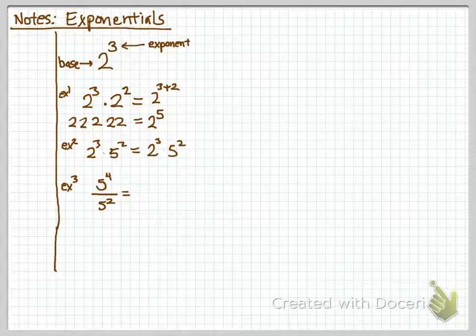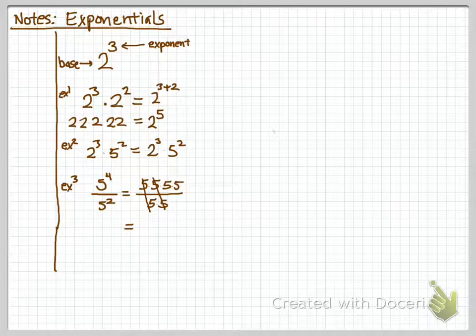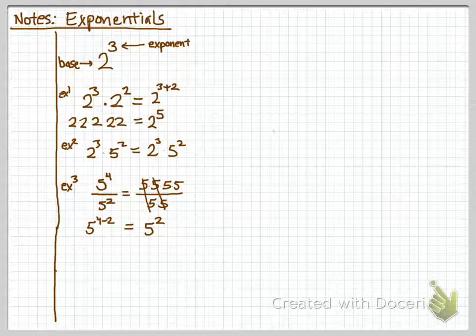Now example 3 has 5 to the fourth power divided by 5 to the second. So you have 4 5's in the numerator, 2 5's in the denominator, and like we've been doing the last few weeks, let's cancel out. And we're left with 5 squared on top, which means we can take those exponents and subtract them to get the same answer.